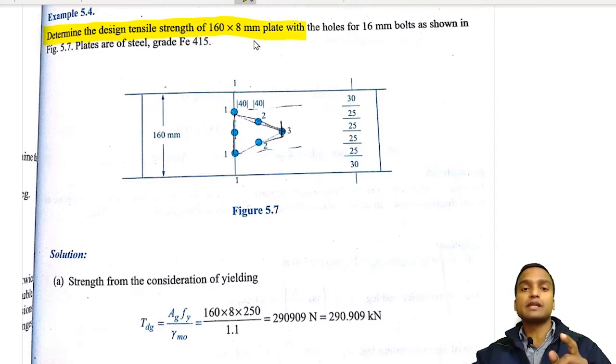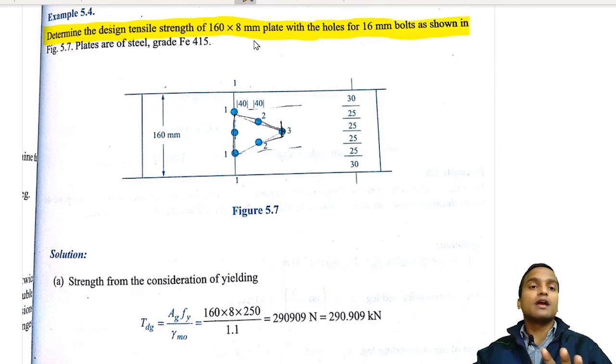This is a plate example with the holes for 16 mm bolts. So diameter of holes will be 18 mm and plates are of steel grade Fe415. This is a staggered pattern of bolting, and all the dimensions of gauges and pitch and end distance are given here. This is the width of the plate 160 mm and this is 8 mm thick plate.